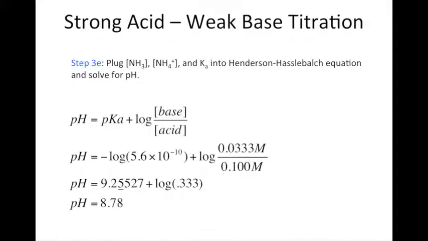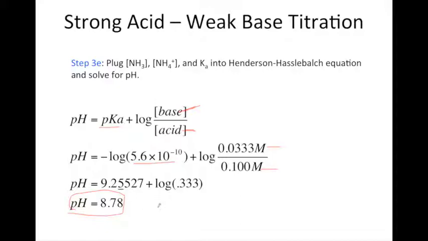So our Henderson-Hasselbalch equation, again, is as written. Up here, we're going to plug in the concentration of our base, ammonia. Down here, the concentration of our acid, ammonium. And then we're going to take the pKa, so the negative log of Ka. So we plug that in there. Here's our Ka, and the concentrations of ammonia and ammonium that we solved previously. We divide those, take the log, and then we take the negative log of the Ka, add those together, and we get a pH of 8.78.